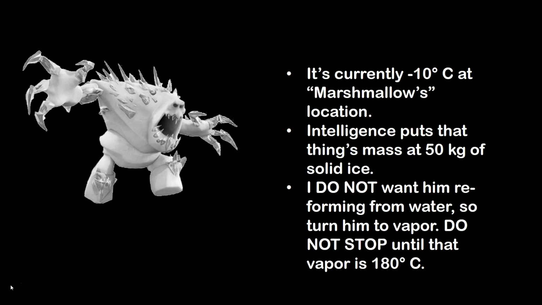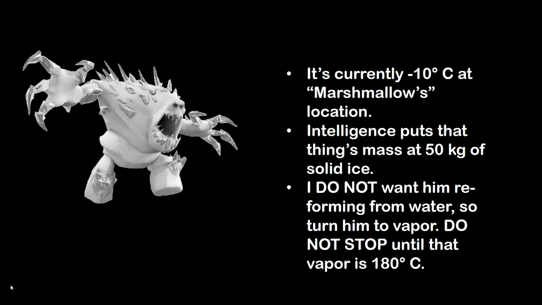Kilograms, that's the mass. We're going to have to change that to grams. I'll show you in a second. I don't want him reforming from water, so do not stop until that vapor is at 100 degrees Celsius. We just can't stop when he is boiled. We've got to keep heating up that steam. So this is a 5-step problem.